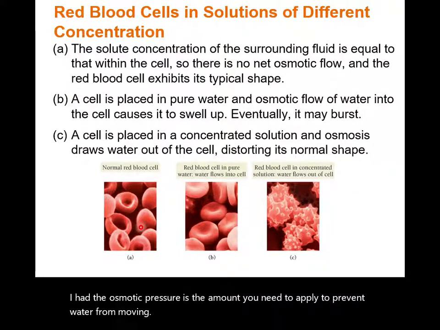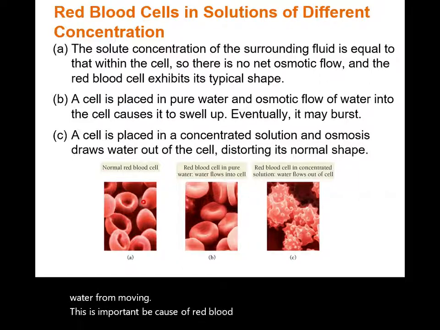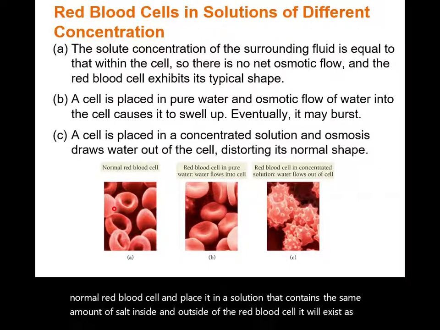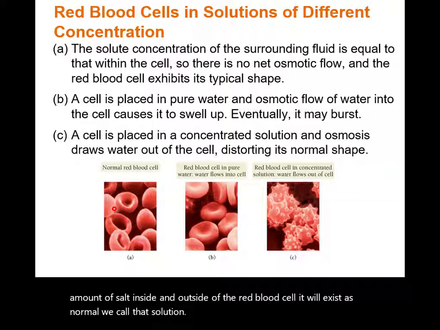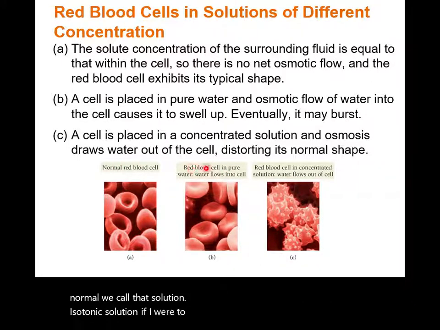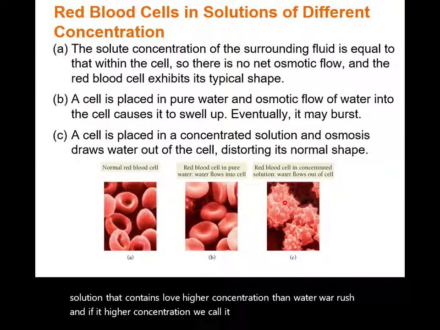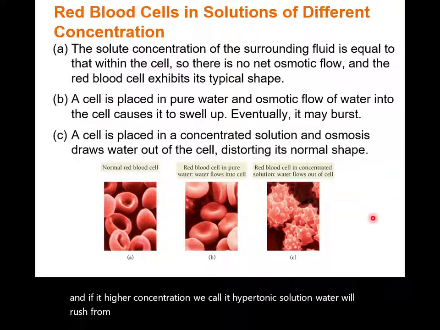This is important because of red blood cells. If we were to take a normal red blood cell and place it in a solution that contains the same amount of salt inside and outside of the red blood cell, it will exist as normal. We call that solution isotonic solution. If I were to take that red blood cell and put it in a solution that contains higher concentration than water, we call it hypertonic solution. Water will rush from the cell to outside, and it causes crenation of red blood cell.